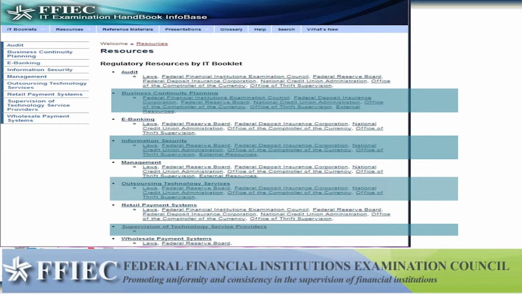The FFIEC is clear though. Financial institutions must understand the complex nature of arrangements with outside parties and ensure adequate due diligence for the engagement of the relationship and ongoing monitoring.